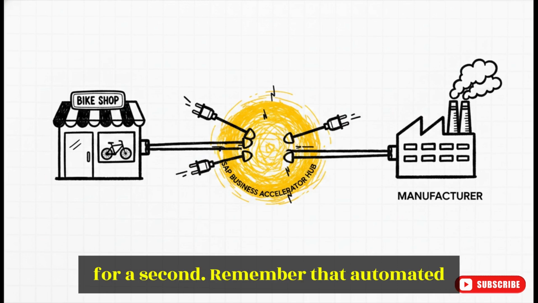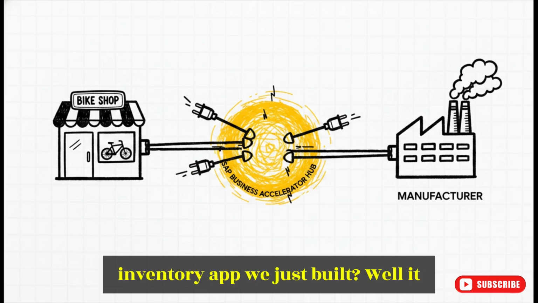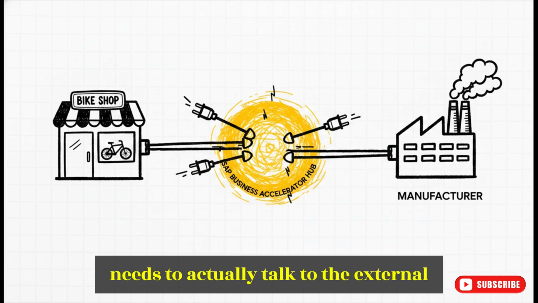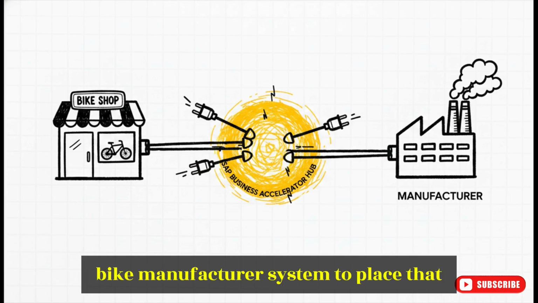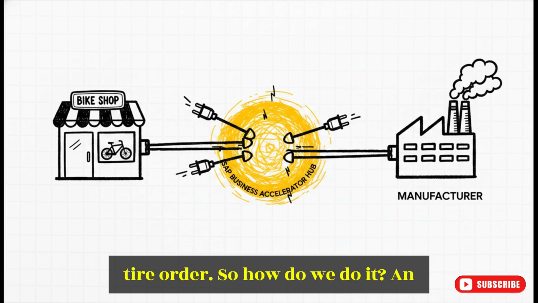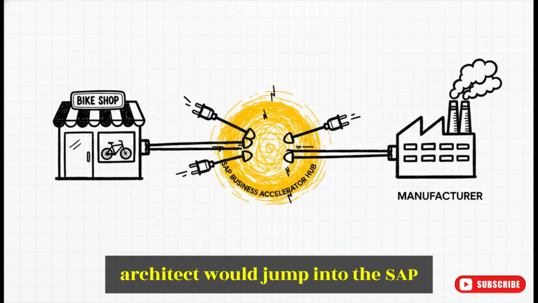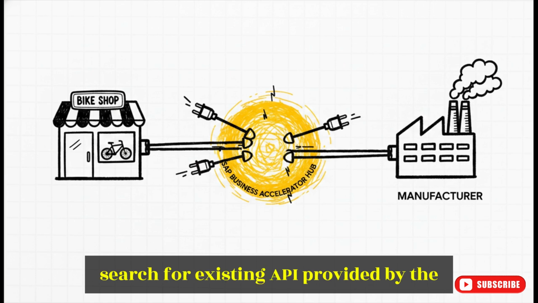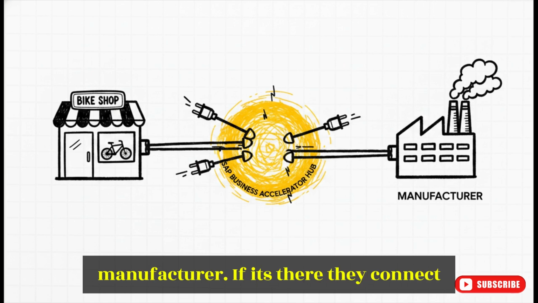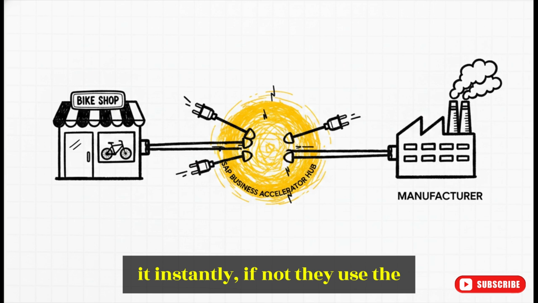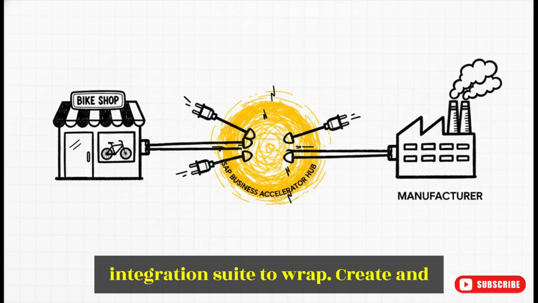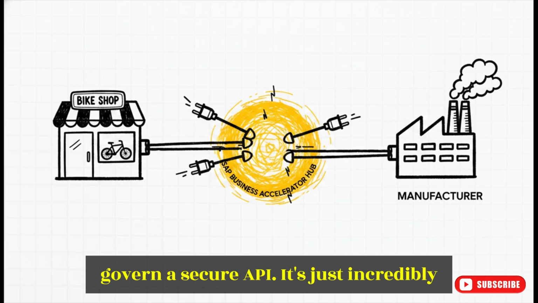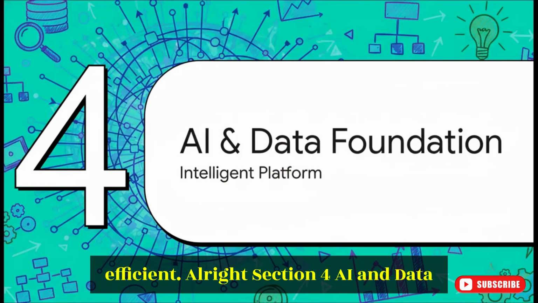Let's jump back to our bike shop for a second. Remember that automated inventory app we just built? Well, it needs to actually talk to the external bike manufacturer's system to place that tire order. So how do we do it? An architect would jump into the SAP Business Accelerator Hub. They simply search for existing APIs provided by the manufacturer. If it's there, they connect it instantly. If not, they use the integration suite to rapidly create and govern a secure API. It's just incredibly efficient.